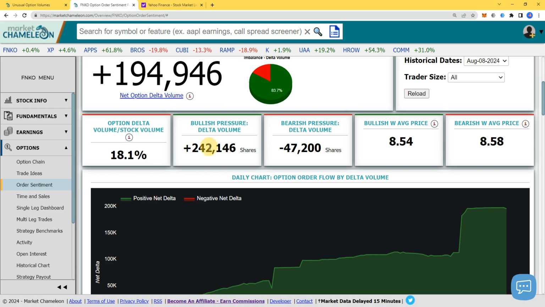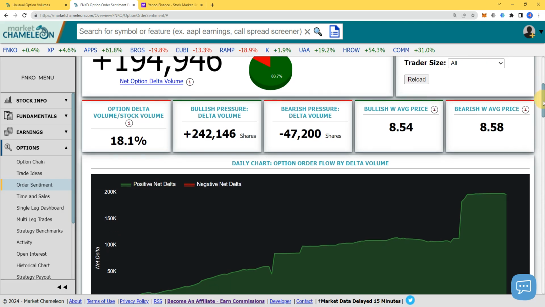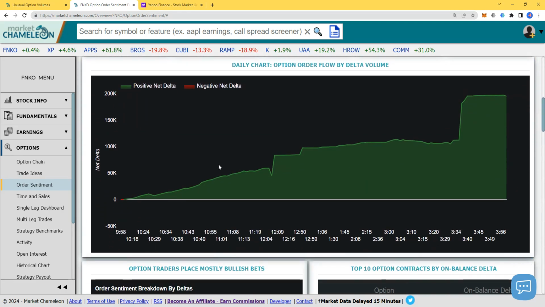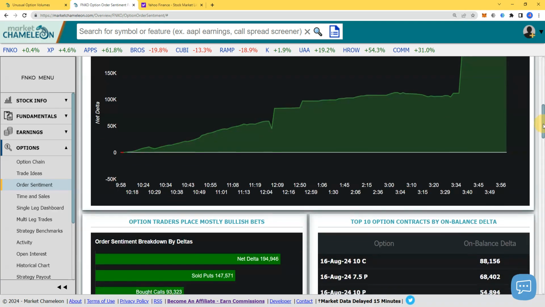Interesting. Bullish pressure delta, positive 242,000 shares. Bearish, negative 50,000. Bullish average price, what's that? This is the weighted average stock price of the bullish order flow traded by option, and bearish 8.58. Okay, and you see here, this tells you everything you need to know. Everything is green, and from 100,000 green, we went to 200,000 green.